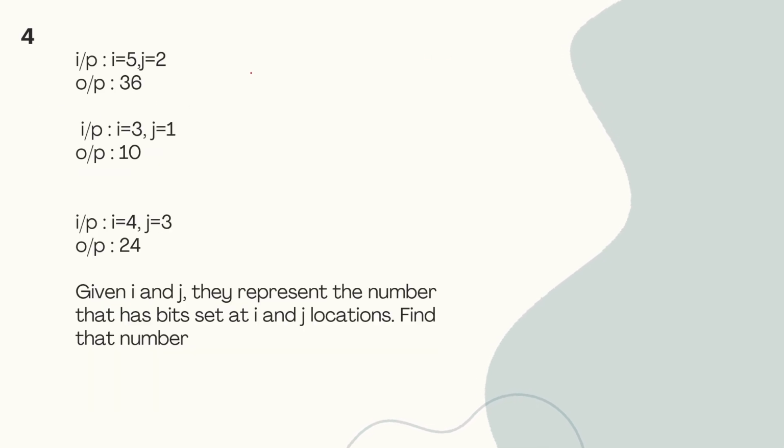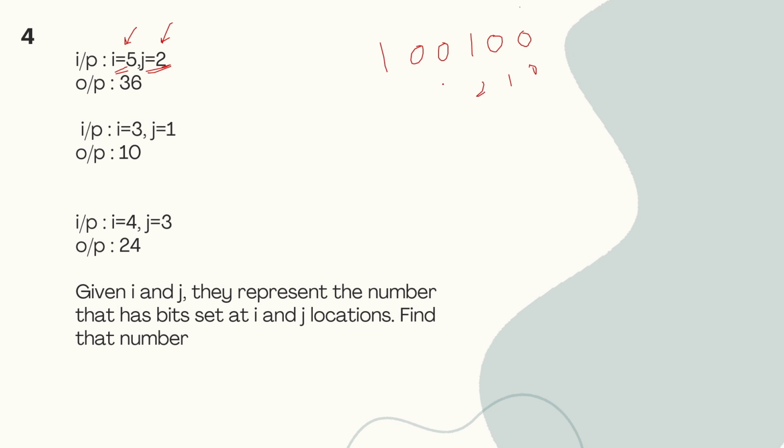So let us check this problem. In this problem, you are given I and j. The idea is very simple. You need to generate a number such that that number will have bits set at 5th position and 2nd position. 2nd position in the sense, like this: 3rd, 4th, and 5th. I think this is the 2nd position, right? Because this is 0, this is 1, this is 2, this is 3, this is 4, and this is 5.